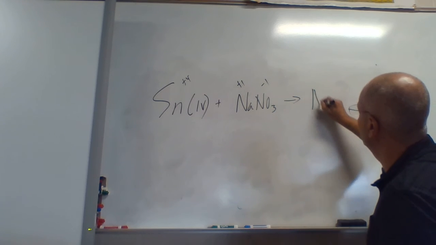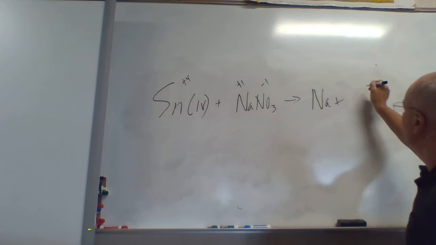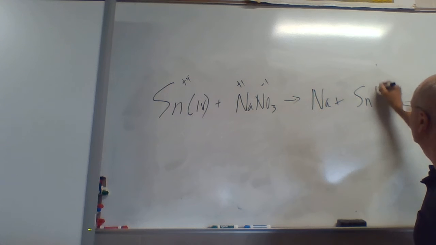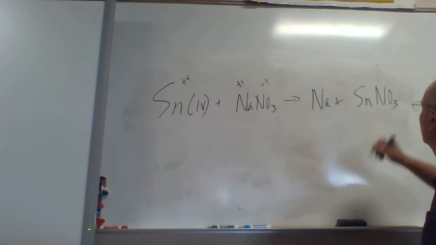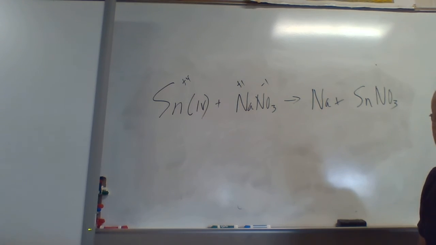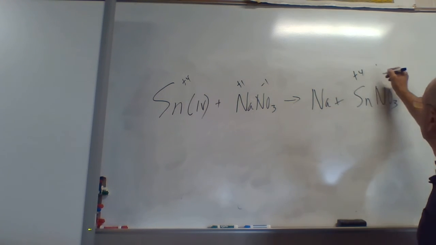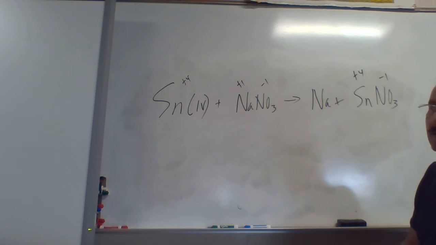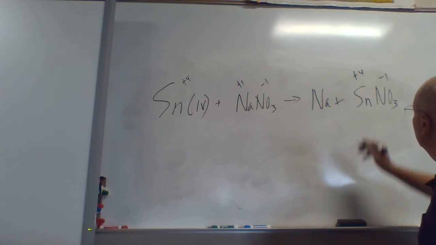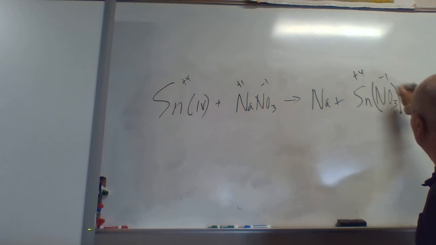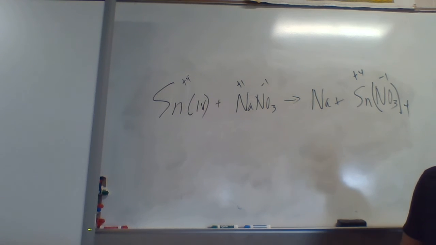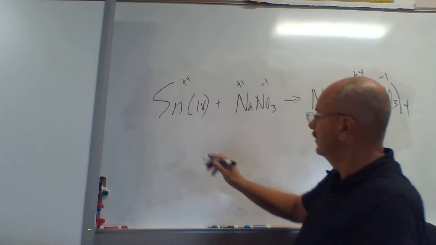So Na is going to get kicked off. Plus, then we get Sn joins up with NO3. Na, is he a diatomic? No, he's not. So he just stays by himself. Sn was +4 because they're Roman numeral 4. NO3 is a -1. All right, so those don't cancel, so we got to put this in parentheses and bring that 4 across. So we get Sn(NO3)4. Now we do our balancing.